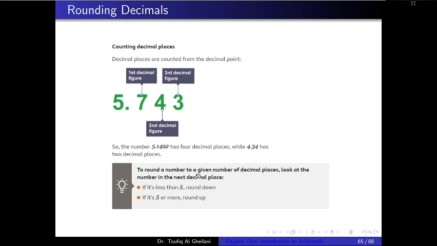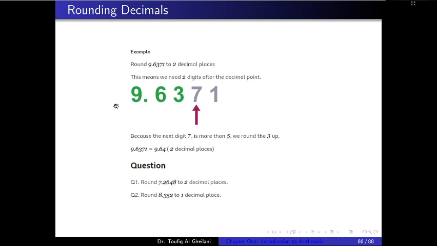To round a number to a given number of decimal places, look at the next digit. If this number is less than 5, we round down. If it is 5 or more, we round up. For example, round 9.6371 to 2 decimal places. That means we need 2 digits after the decimal point. So here, look, these are two decimal places.